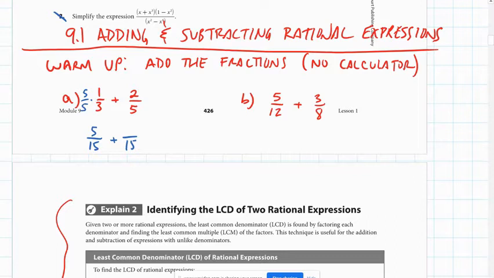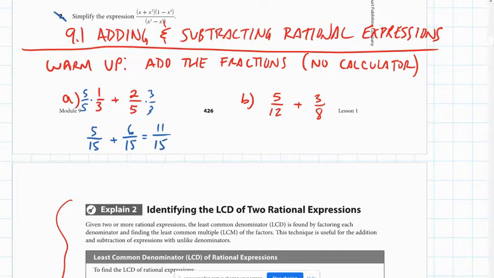Okay, and then to make this one into a 15 in the bottom, we'd have to multiply by 3 over 3. So that gives us 6 over 15. And now that we have the same denominator, we add the tops, get 11. The denominator stays the same. Okay, and then the same general process for problem B.